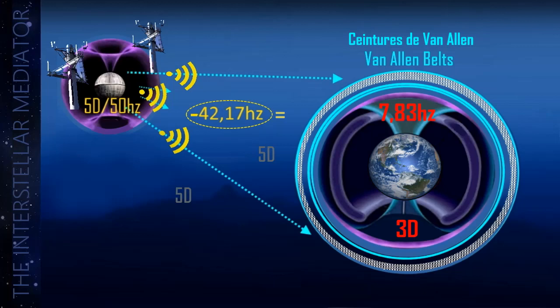To lower or decrease a frequency, it is enough to transmit a negative frequency of minus 42.17 Hz. Change it from 50 minus 42.17 equals 7.83 Hz, which is the current state of matter on Earth and is equivalent to 3D and the Schumann resonances.